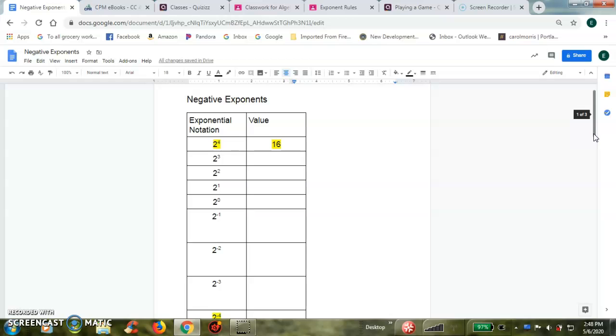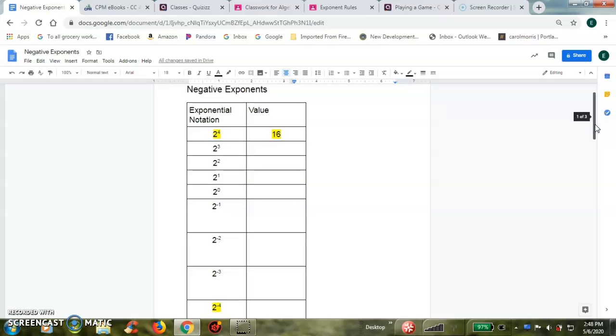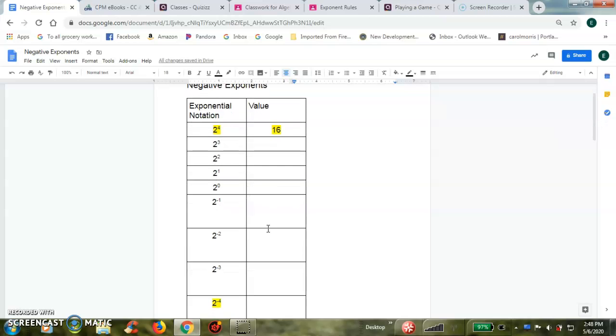Okay, so the first thing I'd like to do is just look for some patterns here in this table. You can see on the left-hand side of the table, I've posted some numbers in exponential notation, and as I'm speaking I'm going to put the value of each as we're going along. You can see I already have 2 to the 4th as 16. So 2 to the 4th, of course, is 2 times 2 times 2 times 2. I think of that as 4 times 4, right, 16.